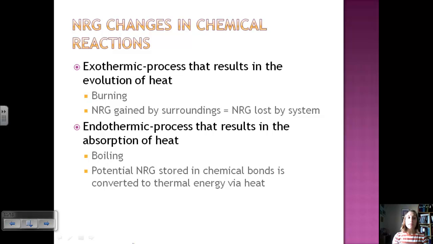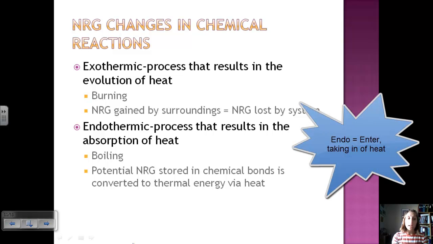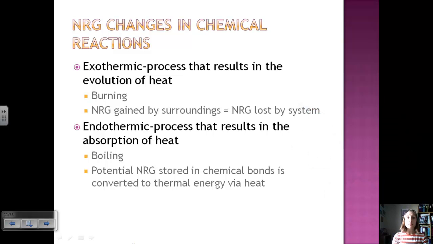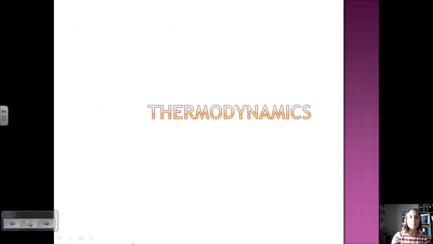Endothermic is the other type of energy change. This results in the absorption of heat, or the taking in of heat. Boiling is an example of this. Even though when something boils, we think of it as giving off heat, in order to get something to boil, we have to give it heat. You have to turn the stove on. So another example would be the potential energy that's stored in chemical bonds is converted to thermal energy via heat. So we have to give it heat in order to make those bonds.